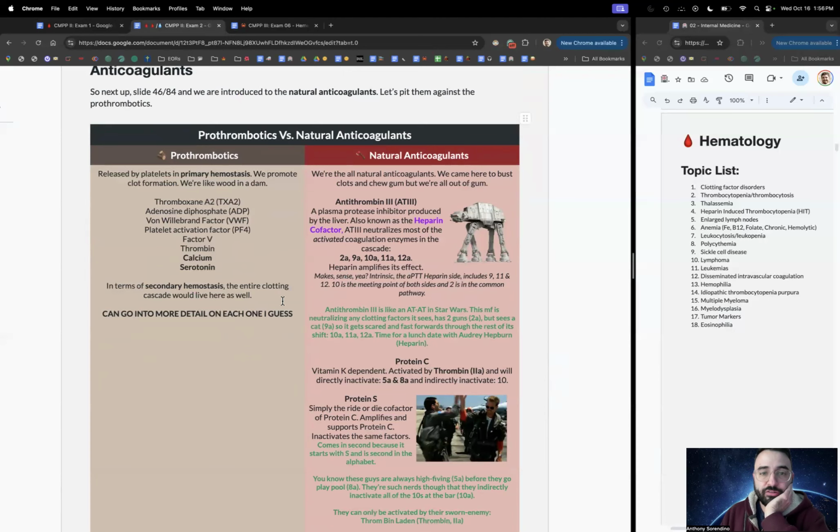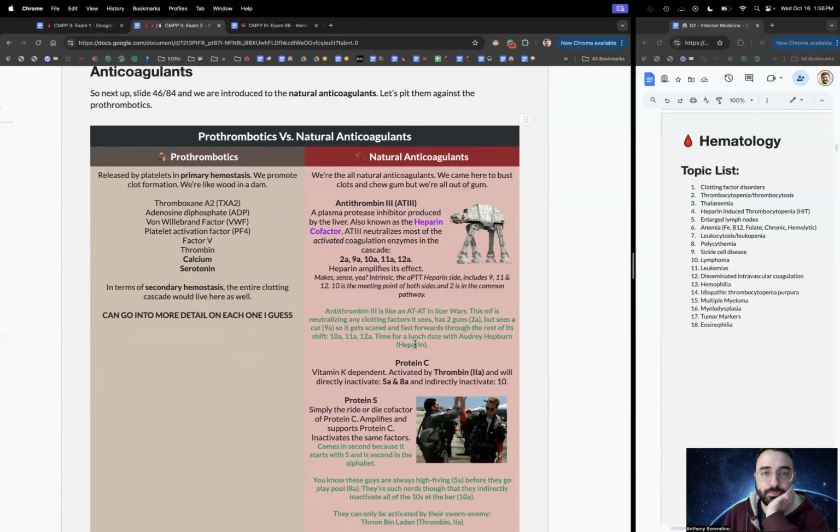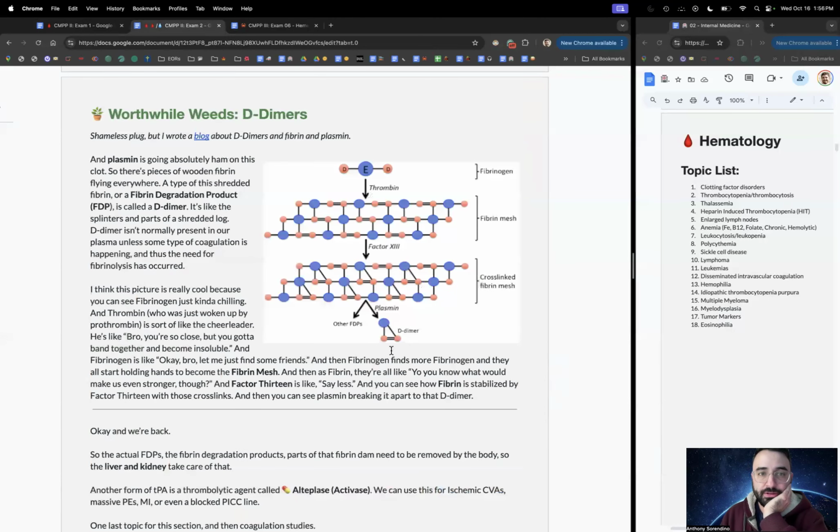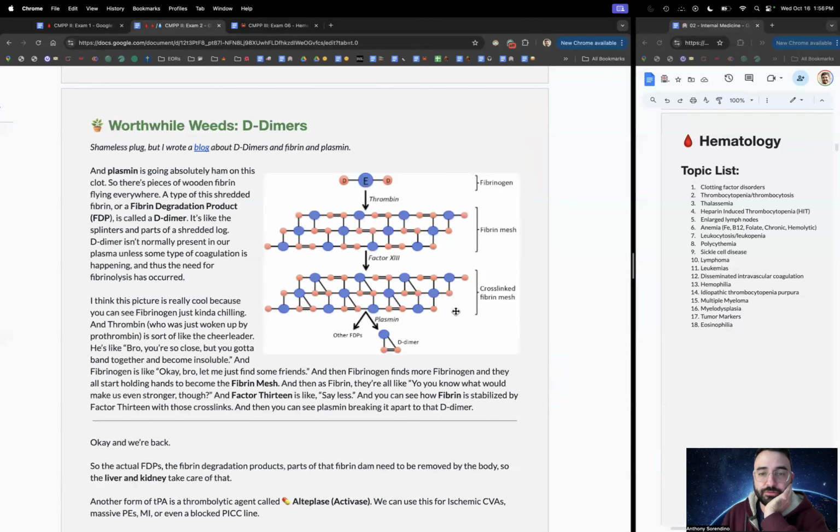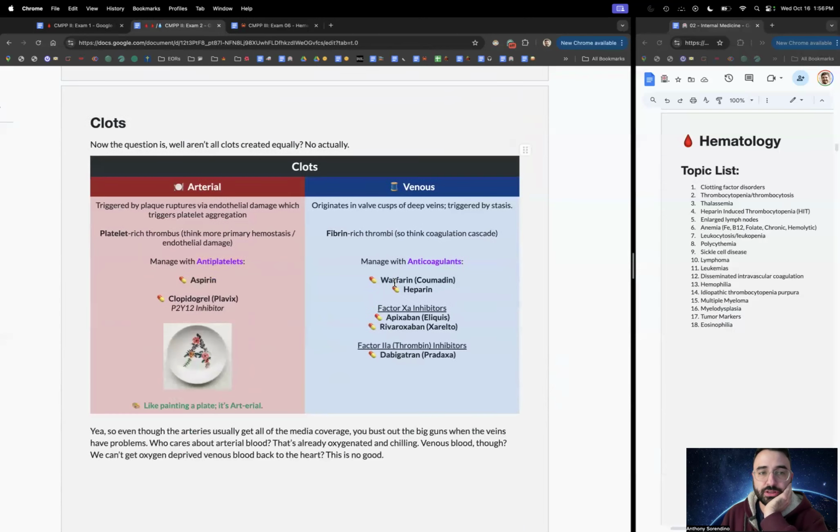All of this stuff, I don't really care about that. Yeah, this is the D-dimer stuff I was talking about. This is that fibrin mesh, and then it's torn apart, D-dimer, because there's two little parts here of these D subunits. I always thought that was pretty interesting.